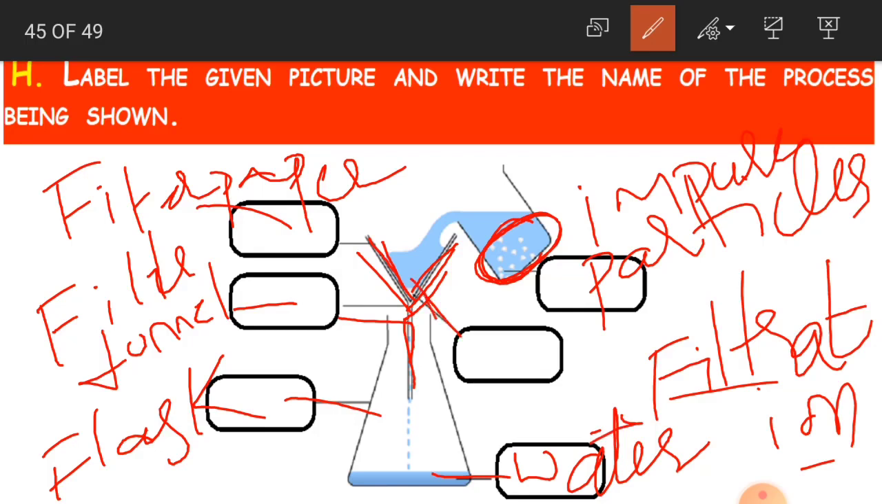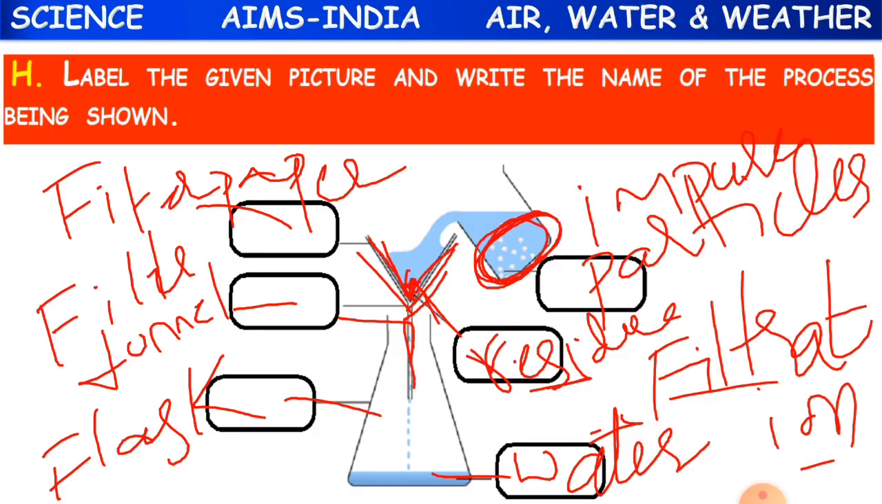Now children, and this one. What is this? At the end here, at the bottom of the filter paper, that is the residue. Residue in the sense, suppose you have taken any dust, sand and all, so all that is going to settle down here at the end. They are going to rest here, so we call it residue. Clear, children? So this is how we do the process of filtration to get pure water.